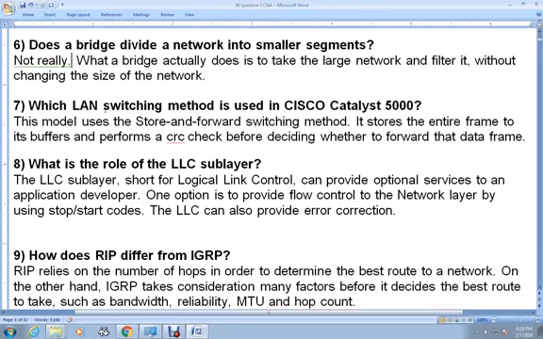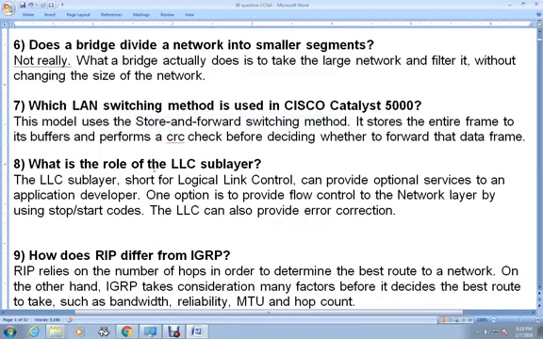Guys, next question: which LAN switch method is used in Cisco Catalyst 5000 switches? This model uses store and forward switching. Guys, this is very important. I will prepare one video on switching, and I will discuss store and forward switching there. What does it mean? It stores the entire frame in its buffer and performs a CRC check before deciding whether to forward the data frame. So this is a method of switching, you can say.